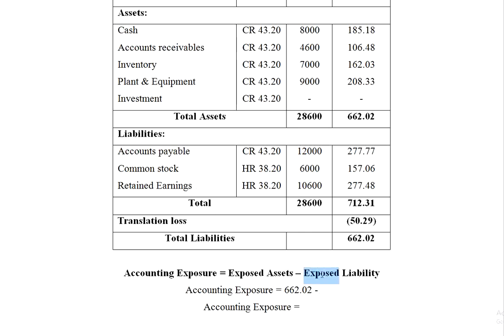So exposed liability is equal to current liability plus long-term debt. I don't have any kind of long-term debt over here. What I'm going to have is only current liability. Only this accounts payable is one of the items included in current liability. So I'm using only this.